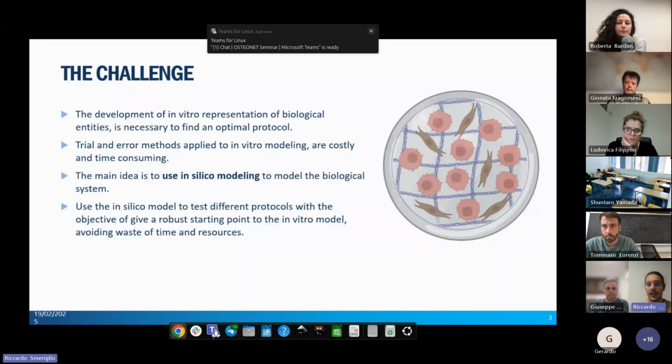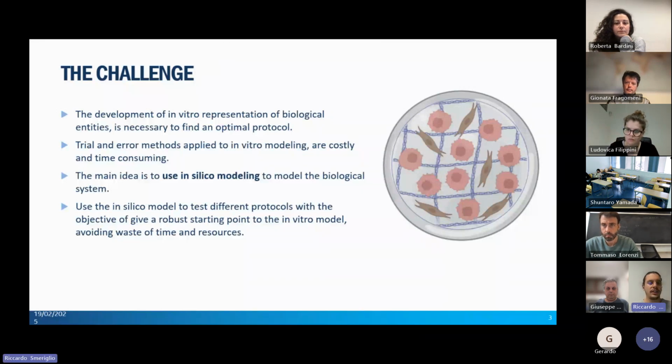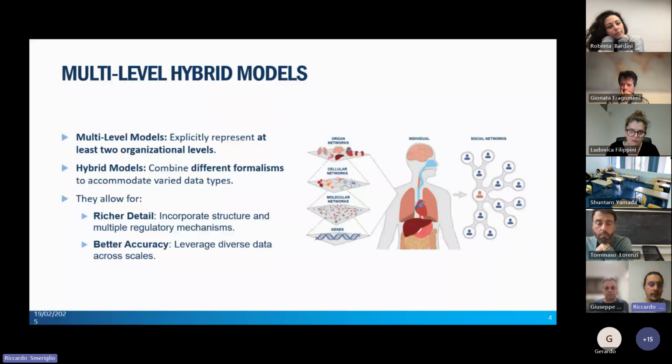So the actual challenge in this context for us is to use in silico modeling, so to model these in vitro processes that we were talking about in silico, and try to optimize the actual protocol to get a goal. So the main idea is to optimize the protocol and the stimuli that we want to give to the in vitro model in silico, and then move the same information to the actual in vitro model.